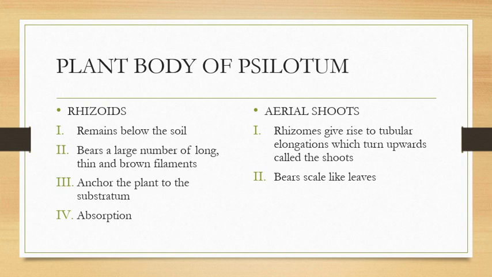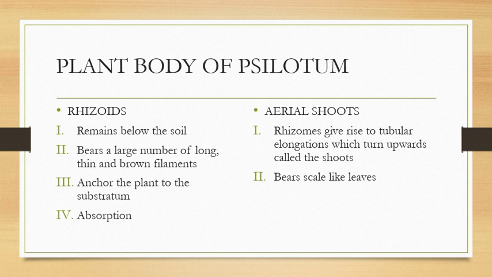The rhizoids remain below the soil. They are a large number of long, thin, and brown filaments. They anchor the plant to the substratum. They are involved in the absorption of water and nutrients from the soil.